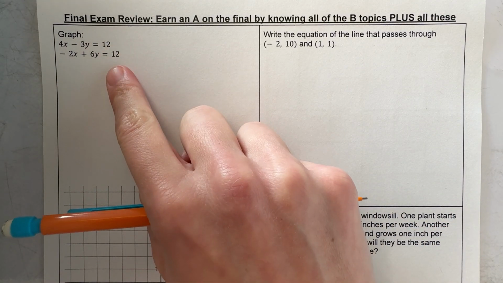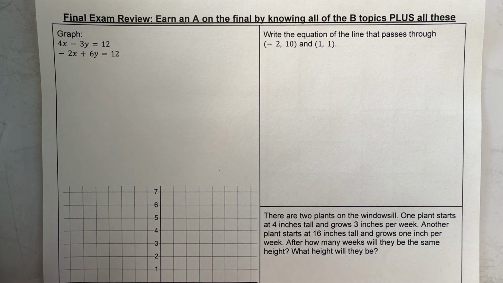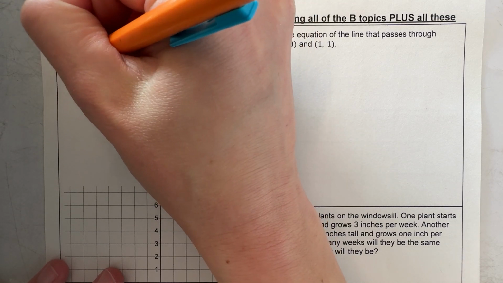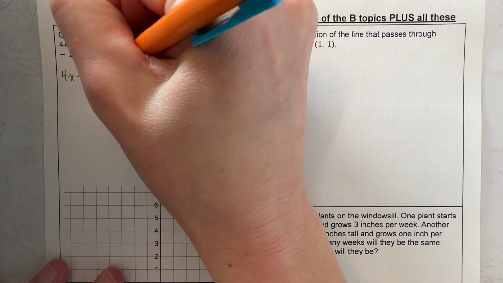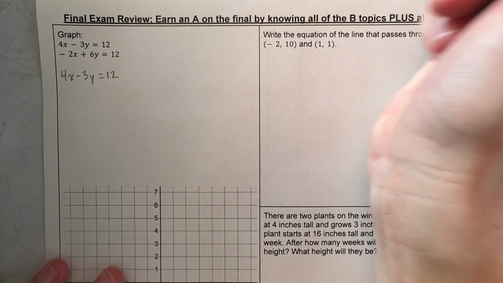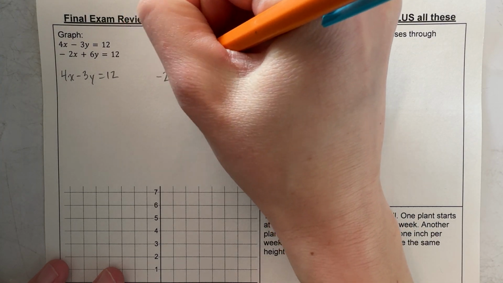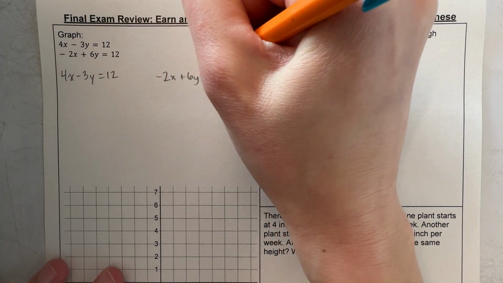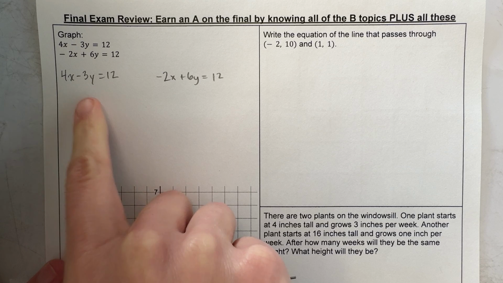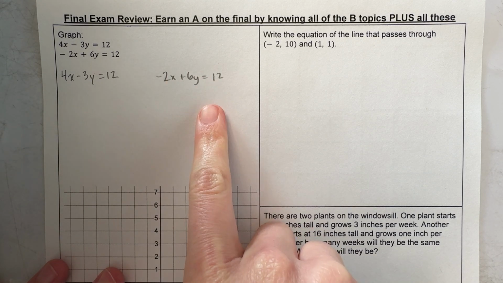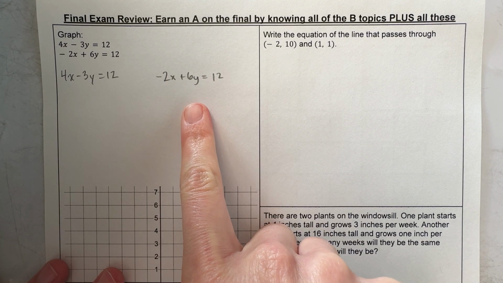Let's graph these two equations. They are both in standard form. Okay, so remember when I graph them, I have two choices. I can rearrange into slope-intercept form, or I can find the intercepts. Now look, what I'm going to do is I'm going to do one question by rearranging. I'm going to do the other question by finding the intercepts.